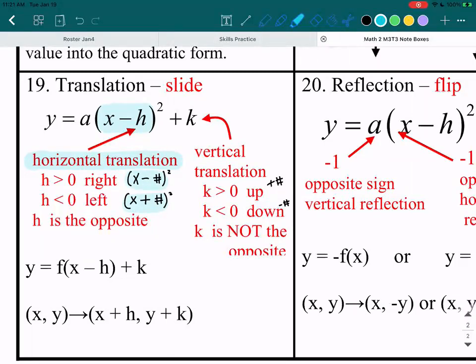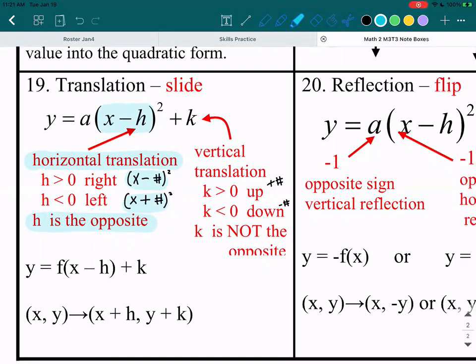If it says x plus a number, that's to the left, which I know is a little bit opposite of what you think normally. So remember that h is the opposite of what you would think is normal. So if it says x minus h, or x minus a number, you're moving to the right. If it says x plus a number, you're moving to the left.